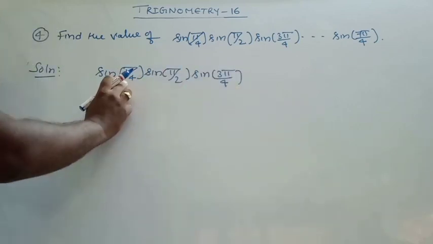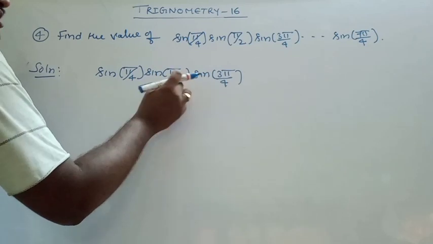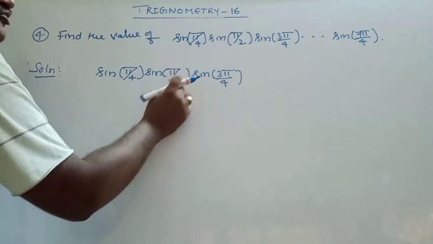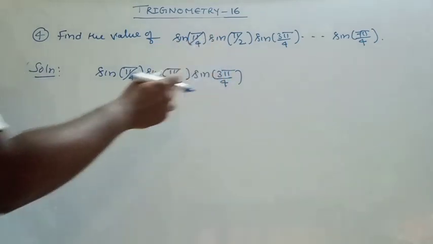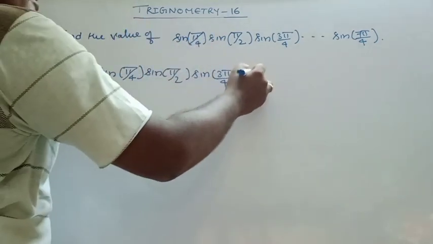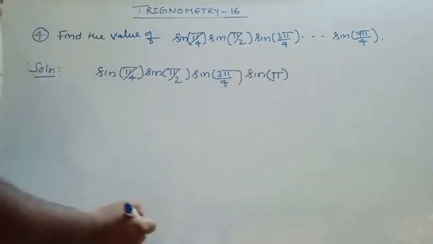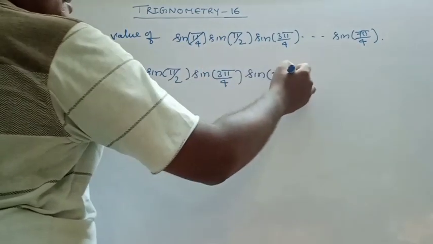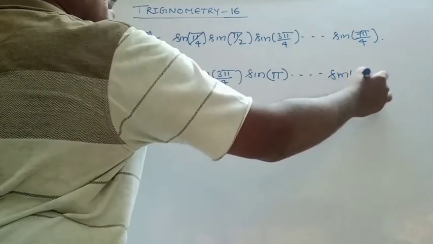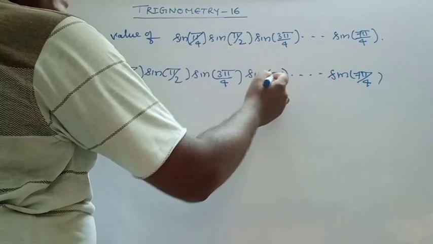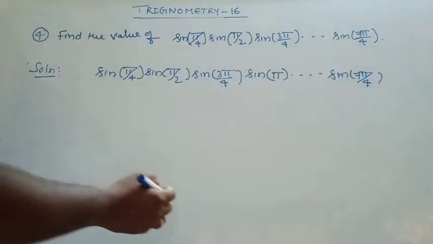Here pi by 4, once again one more pi by 4 is added, then you get pi by 2, 90 degrees. For 90 degrees, pi by 4 is added, then 3 pi by 4, that means 135 degrees. Now if you add one more 45 degrees, you will get sin 4 pi by 4, that is nothing but sin pi. Next, sin 5 pi by 4, sin 6 pi by 4, and so on, up to sin 7 pi by 4.